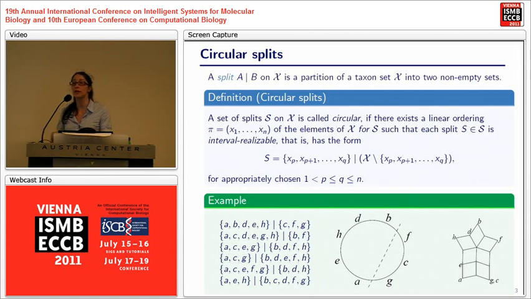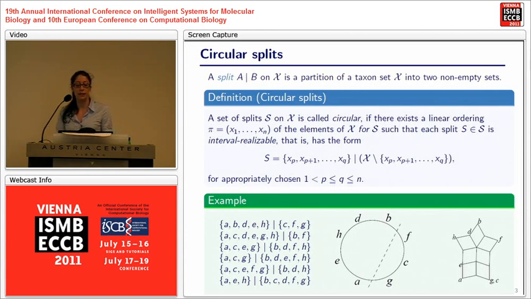It is a bipartition, like the Robinson-Foulds distance is based on bipartitions. And we use the term circular to define a class of splits that are really interesting when you work on phylogenetic networks. This is, again, the formal definition, but it's easy to understand the idea.